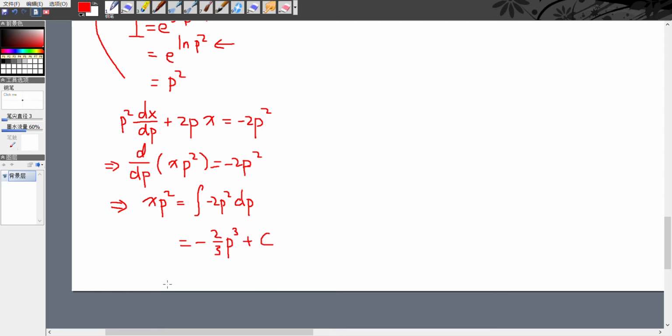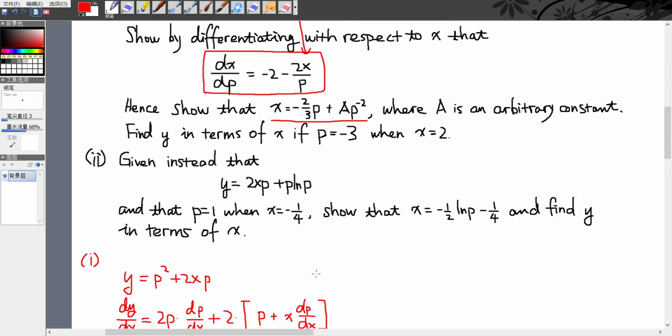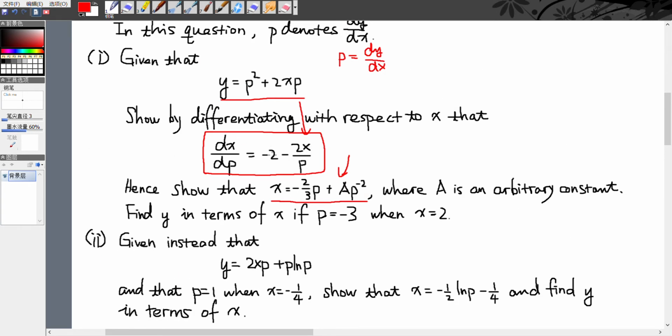And after we write this equation, we will have x is equal to negative 2 over 3p plus c times p to the negative 2, which is just the equality provided by the question. And it asks us to find y in terms of x if p equals negative 3 when x equals 2.